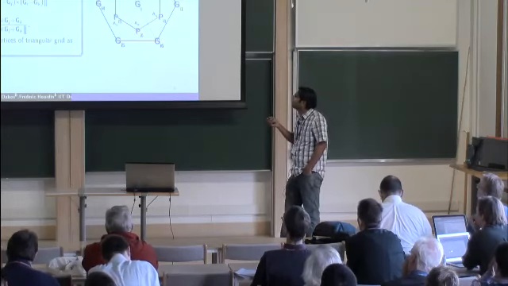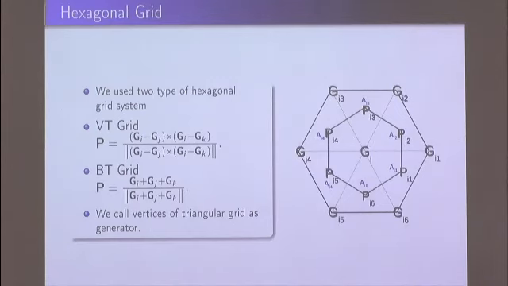So from the triangular grid, we can construct a hexagonal grid. We are constructing it in two ways. Either we can use the circumcenters of the triangular grid to construct a hexagonal grid, or we can use centroids to make a hexagonal grid. In both cases, we will address these vertices of the triangular grid as generators, because these are the points which we are using to generate our primal hexagonal grids.